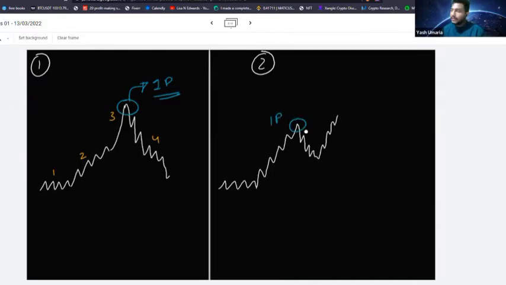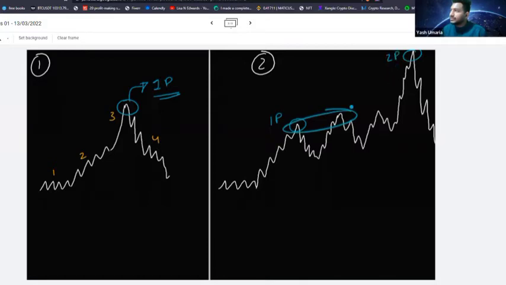Now anything can happen from this point. The market can move up, so that will become a second peak, or the market can take its time and then move up, and then a downtrend. So basically this is peak one, this is the second peak. So this is what we call a 2 peak market cycle, and then a downtrend. So phase 1, phase 2, phase 3, and phase 4.